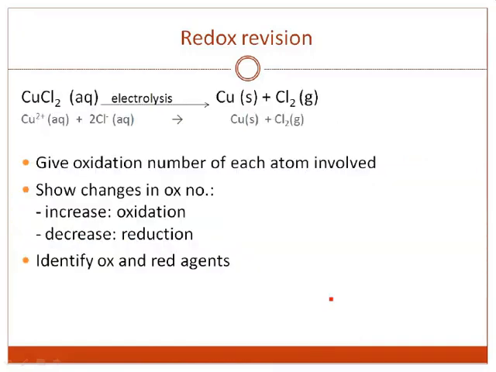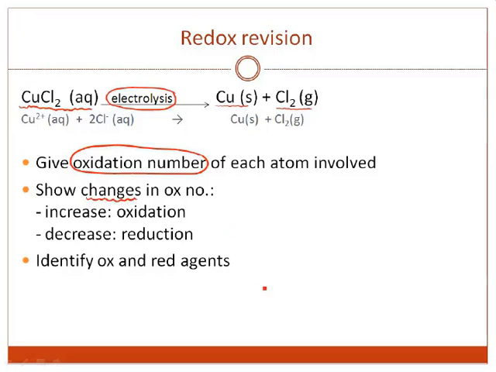Can you remember how to answer a question like this? You are given a chemical reaction. Copper chloride solution is electrolyzed, meaning a current passes through it, and that changes it into copper solid and chlorine gas. And what you are asked to do is give the oxidation number for each of the atoms involved here, and then show the changes in oxidation number.